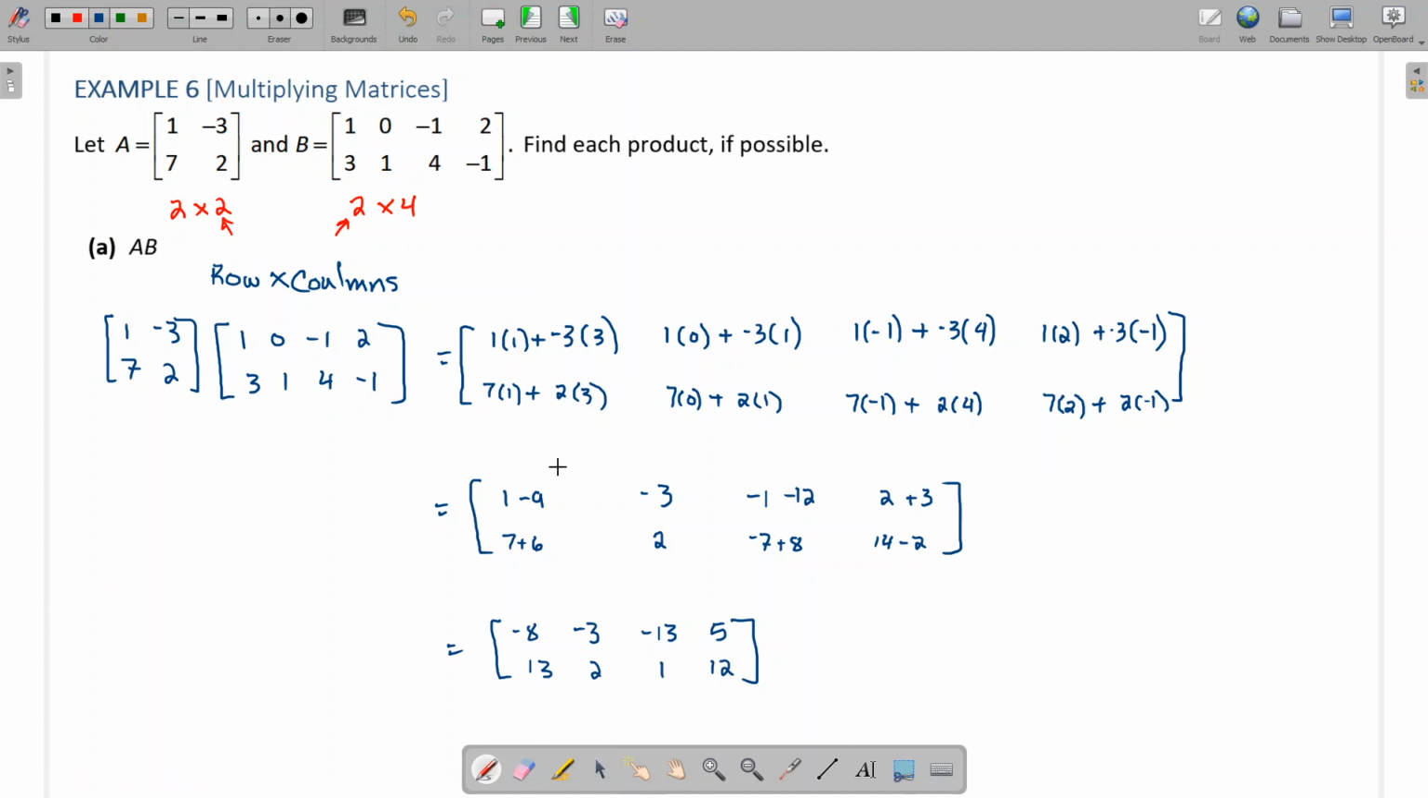So you can see it's a much more painstaking process than simply addition of matrices. But also notice, as we said at the beginning, our final matrix, the product, should be a 2 by 4. You can see this is a 2 by 4 matrix.